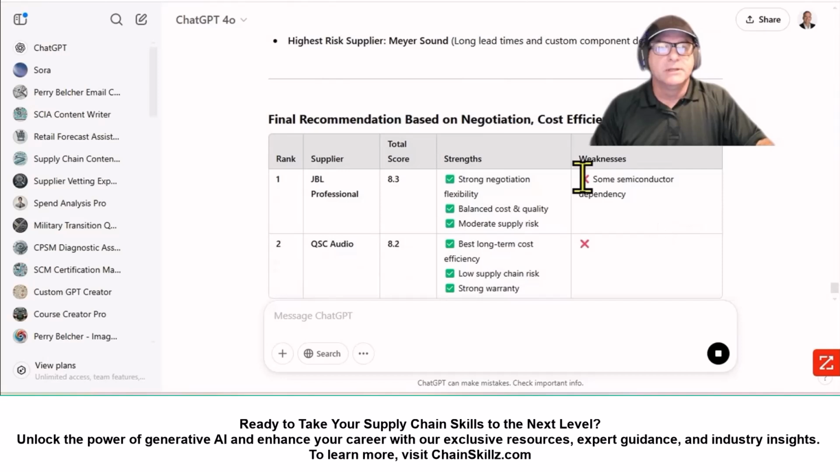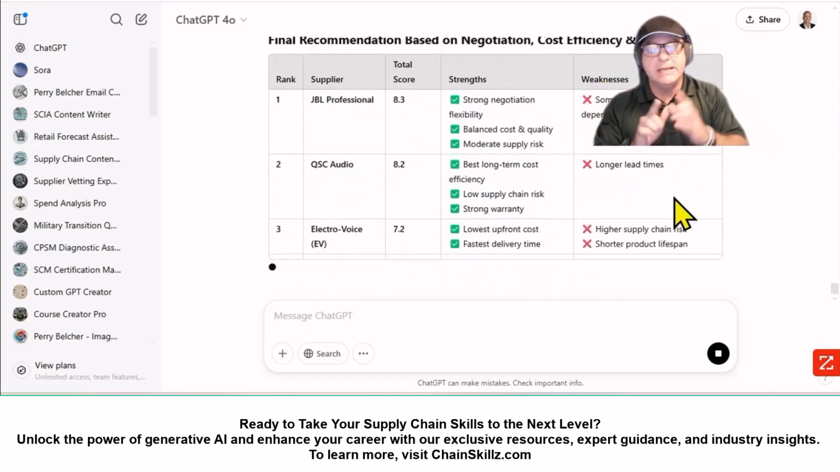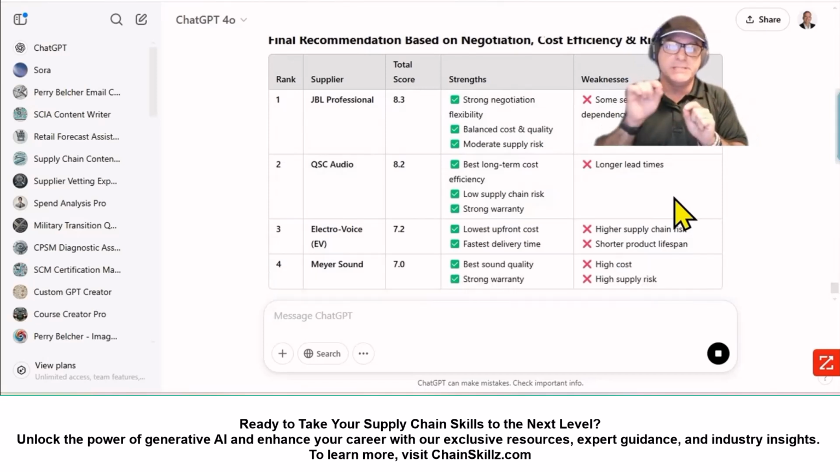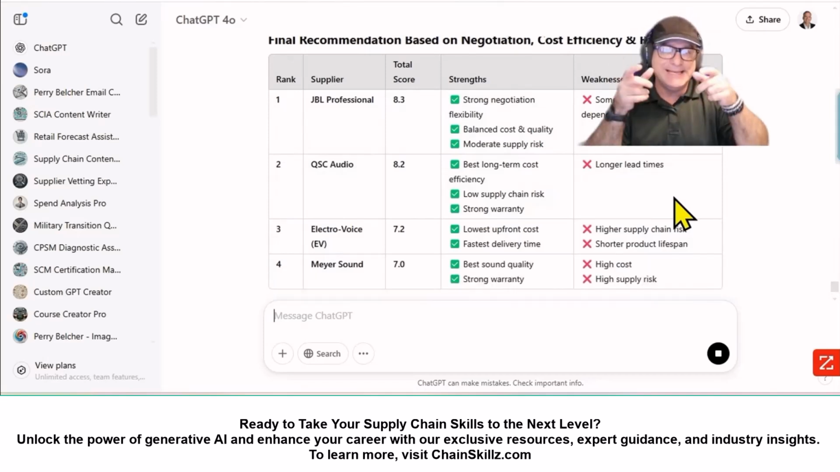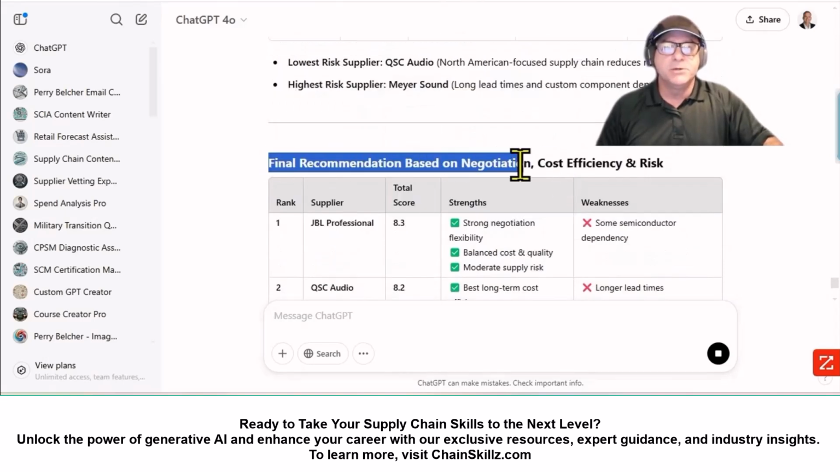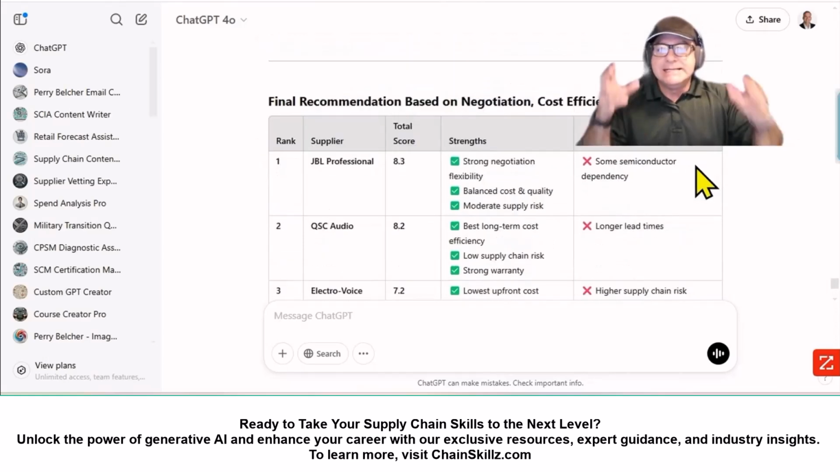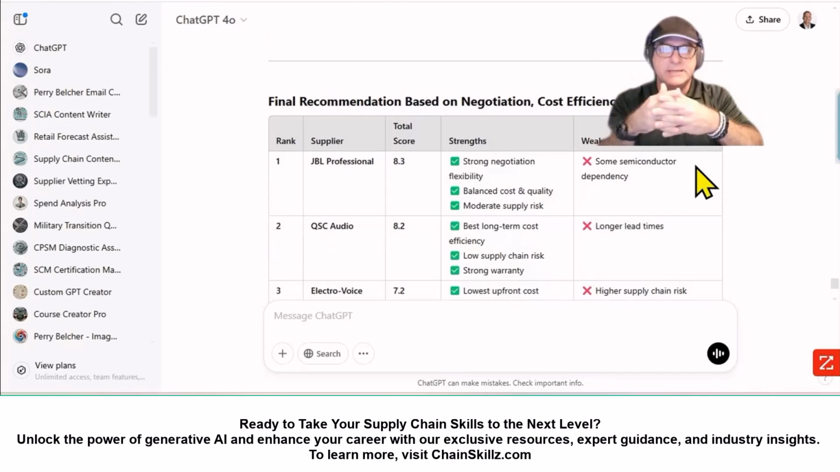Now, this is also showing you another reason why, as supply chain professionals, we need to be engaged in this. Notice what it says here: final recommendation based on negotiation, cost, efficiency, and risk. Okay. Systems negotiating with each other, right? Does this make sense right here?